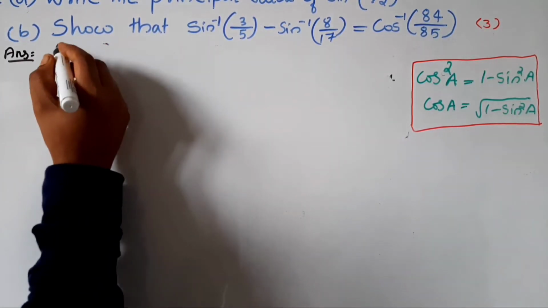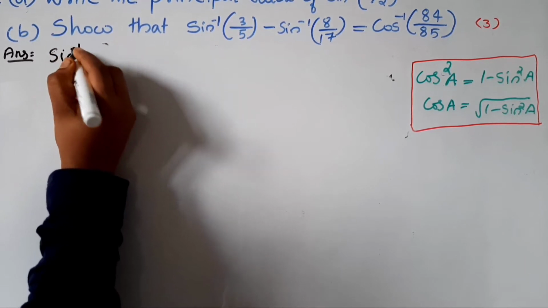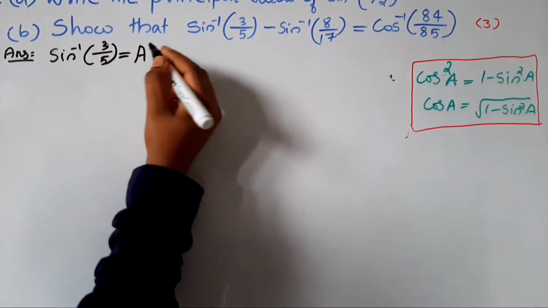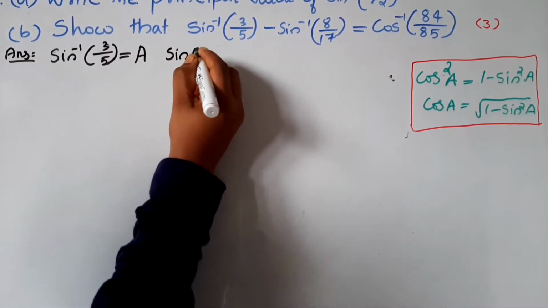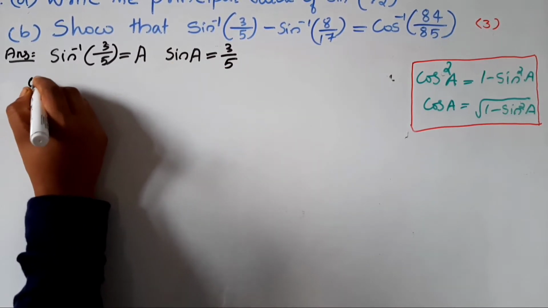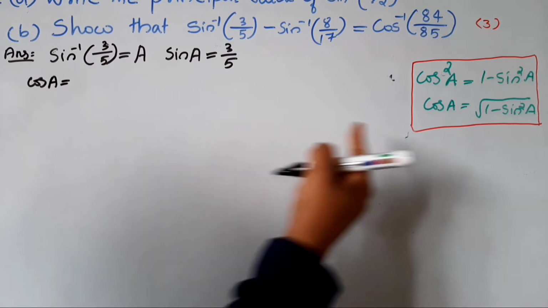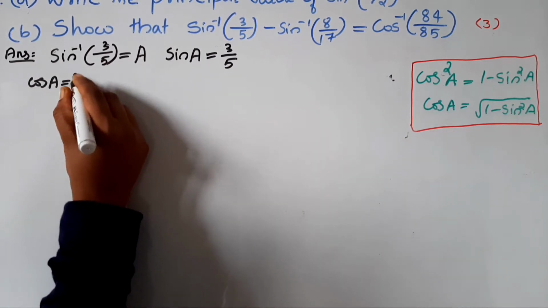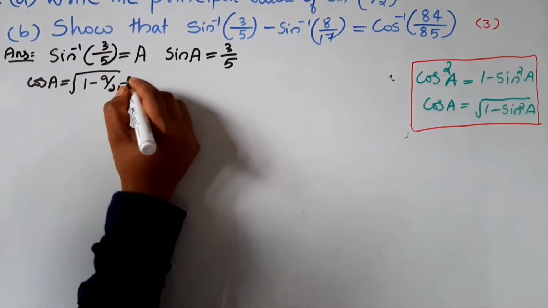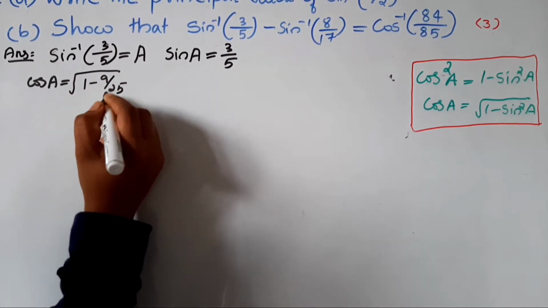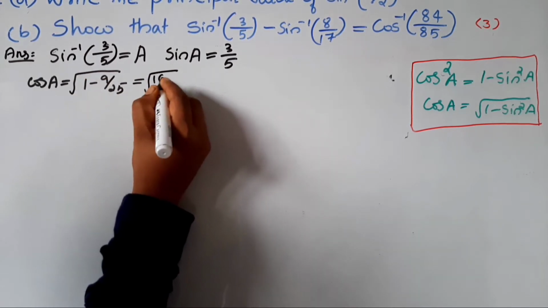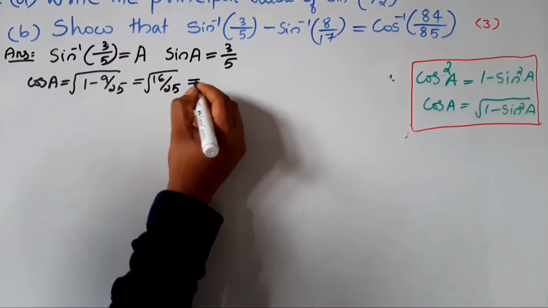Now we will see the B part. Let sin inverse of 3 by 5 equal A. Then sin A equals 3 by 5. Now we need cos A, which equals root of 1 minus sin square, root of 1 minus 9 by 25, that is root of 25 minus 9 by 25, equals root of 16 by 25, which equals 4 by 5.